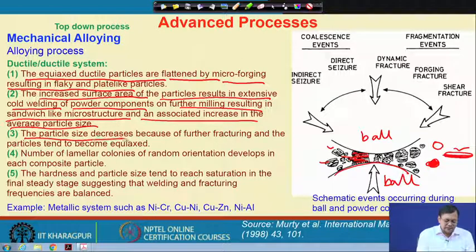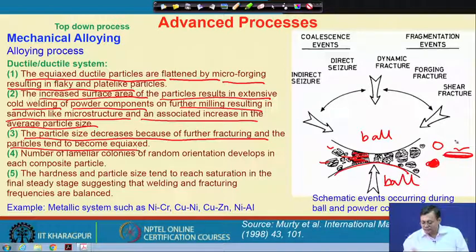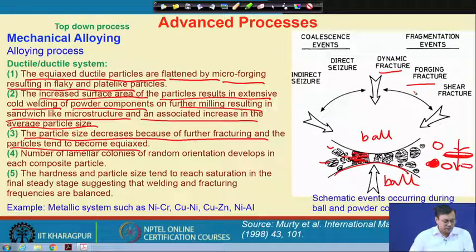Now, the particle size decreases because of further fracturing of the particles, which tend to become more equiaxed. Upon further mechanical alloying or ball milling operation, these particles get fragmented. So, we again fragment these particles. This process is like a dynamic fracture, or some sort of forging fracture type of process.